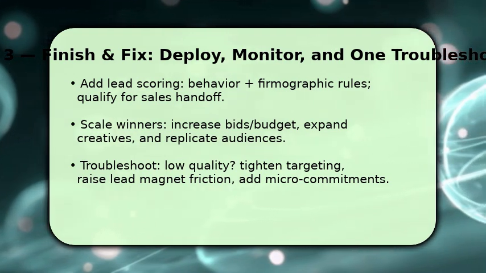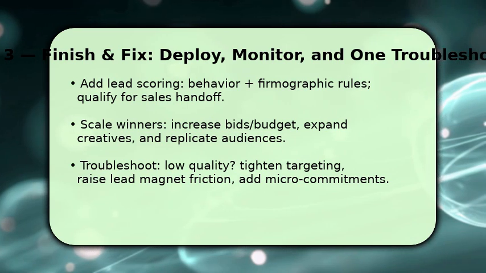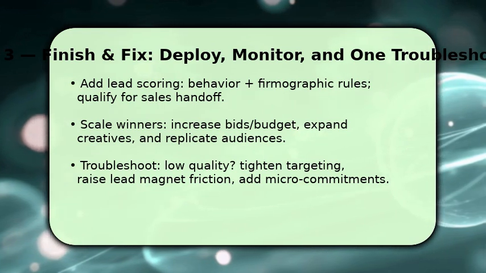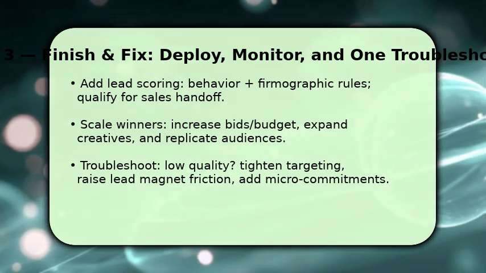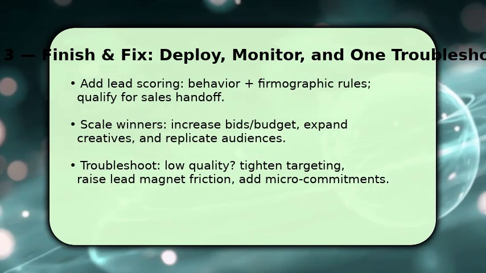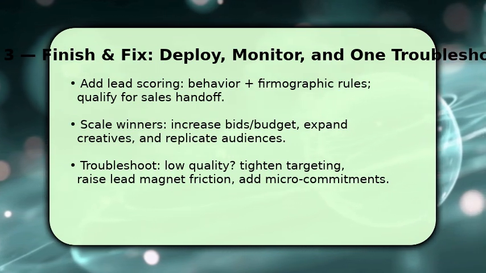Make sure to monitor CPL and lead quality as you scale. If quality drops, tighten targeting, raise lead magnet friction slightly, or add a micro-commitment step. A single troubleshooting tip: if leads are unresponsive, shorten the sales timeline and add immediate value.